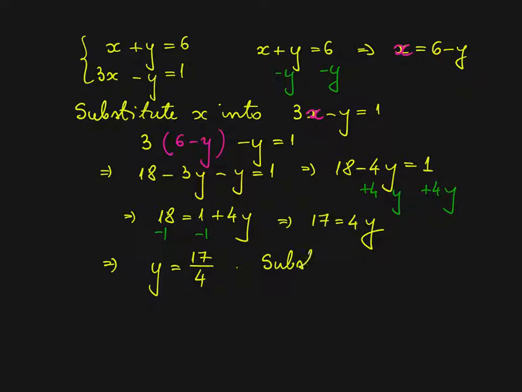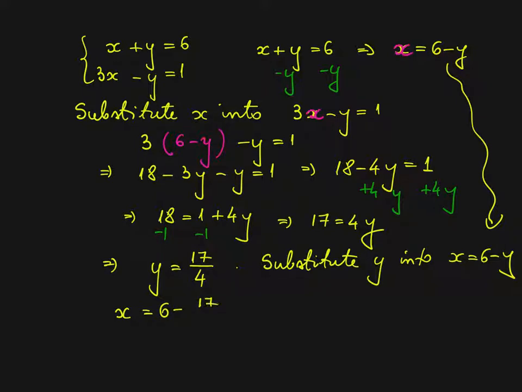Now substitute y into x equals 6 minus y. It seems the easiest one. I can use any of these, but this one seems the easiest to find x. No matter where I replace y, in any of these I should get the same x, so it doesn't really matter. So x equals 6 minus 17 over 4, 24 over 4 minus 17 over 4, so x equals 7 over 4. Same answer as before. So my solution is x equals 7 over 4, y equals 17 over 4.